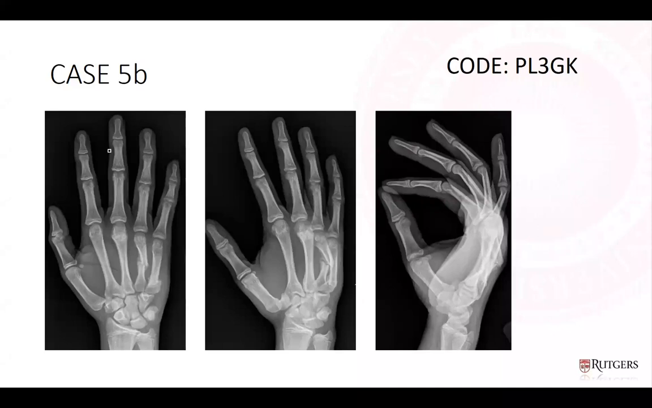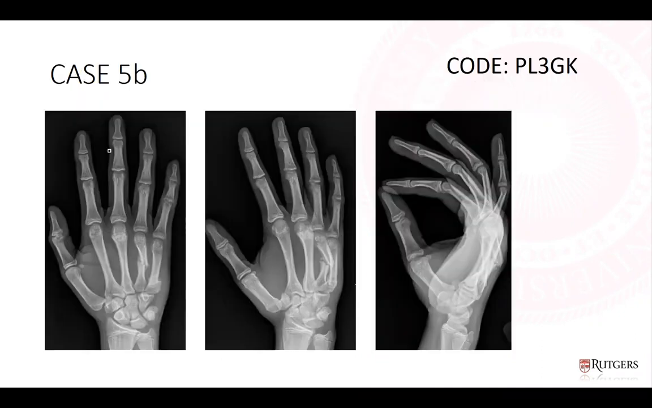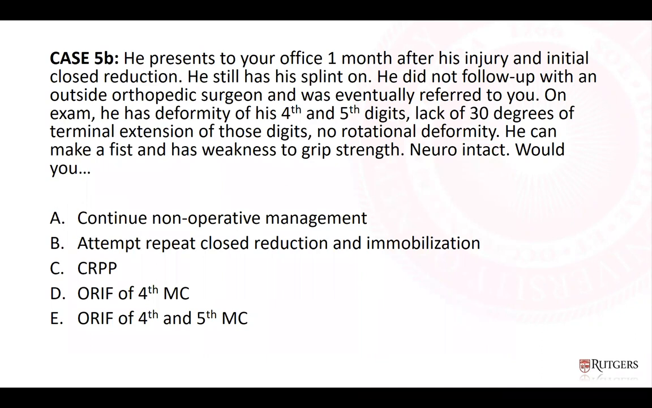So he never showed up. He presented to the office a month later with these images showing some callus, but continued angulation of these fractures. He has a deformity on his ring finger and small finger, lacks about 30 degrees of terminal extension with no rotational deformity. He can make a fist, but he has weakness to grip strength.